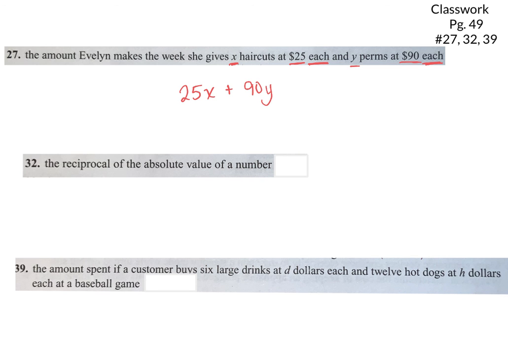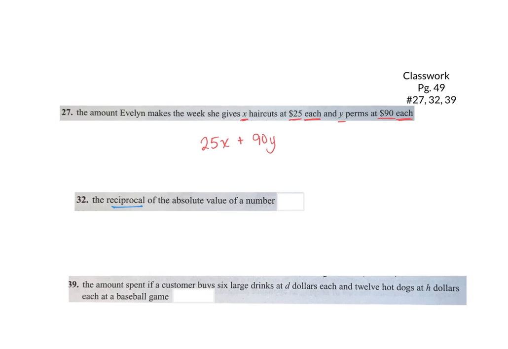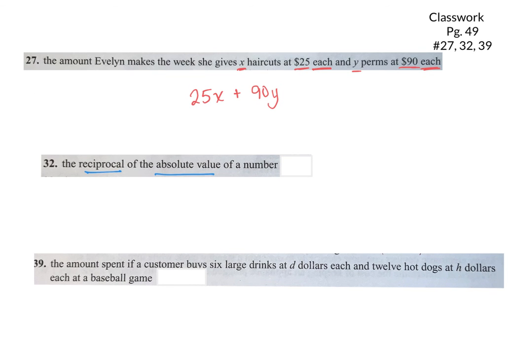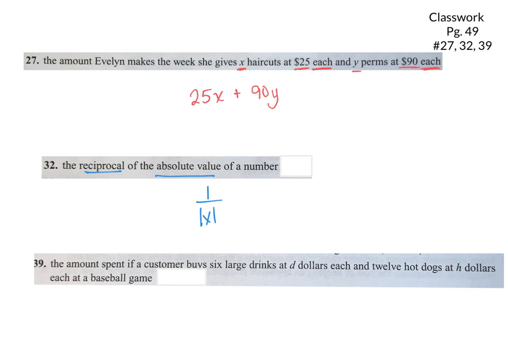All right. The reciprocal of the absolute value of the number. Reciprocal of the absolute value. Really quickly, you should have gotten 1 over the absolute value of x. And then if you did the dollars for the hot dogs, 6D plus 12H.